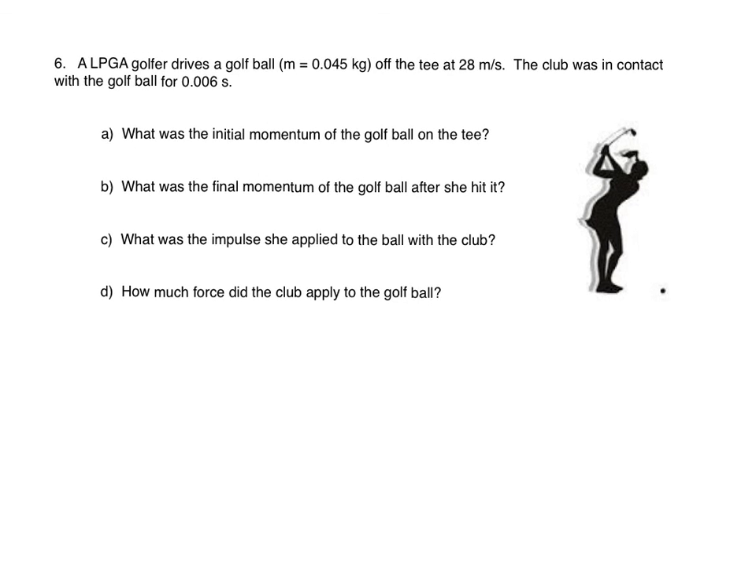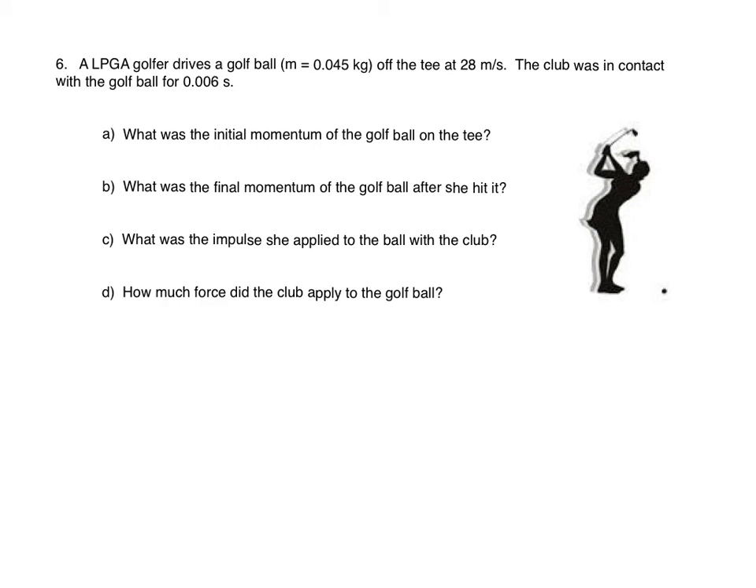We're golfing, taking some swings. A golfer drives a golf ball off the tee at 28 meters per second. The club was in contact with the ball for 0.006 seconds, on the follow through. So, what's the initial momentum of the golf ball? Well, it's just sitting there at rest, so its initial momentum is 0 on the tee. As it leaves the club, it's going to have momentum now because it has a velocity. So, 0.045 kilograms times a velocity of 28 meters per second.